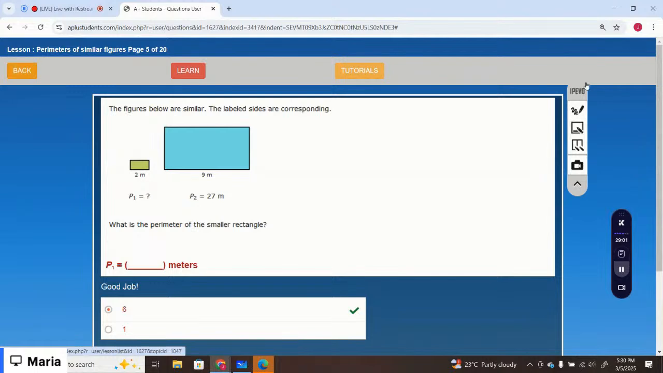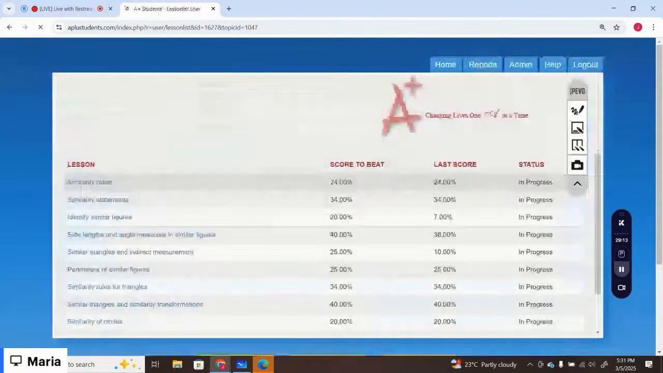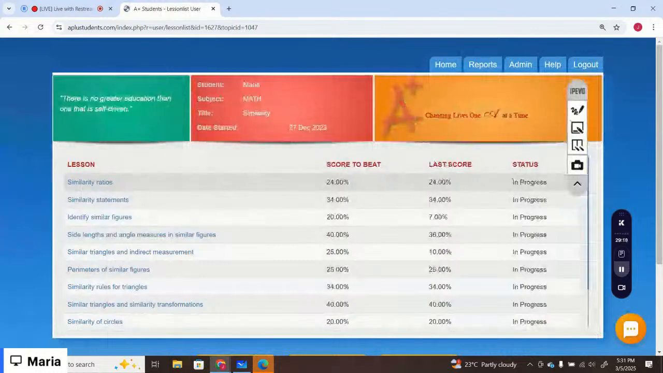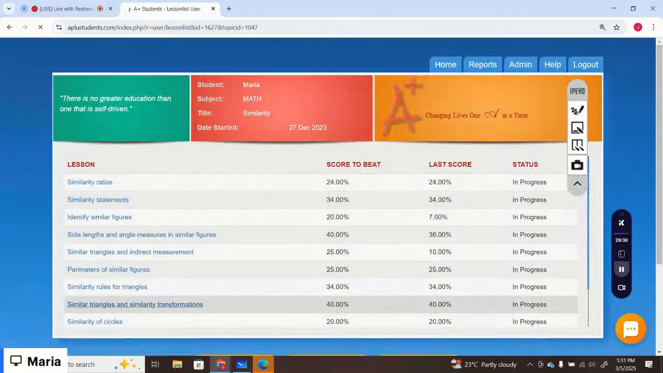Okay, you can complete the lesson by yourself later today. Let me just move on to the next lesson: similar triangles and similarity transformations.